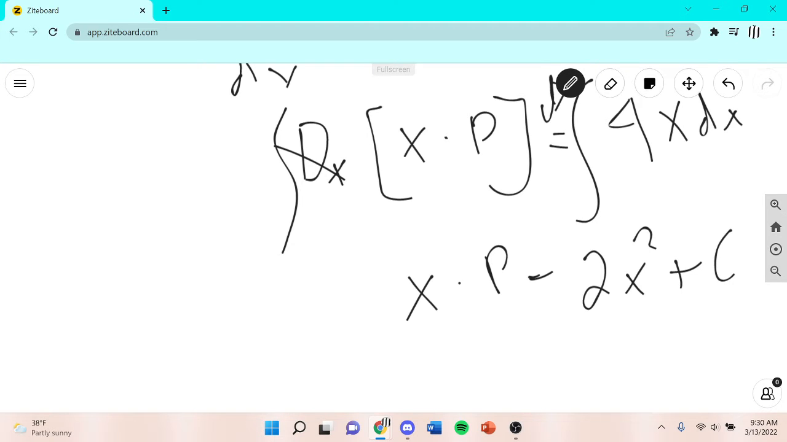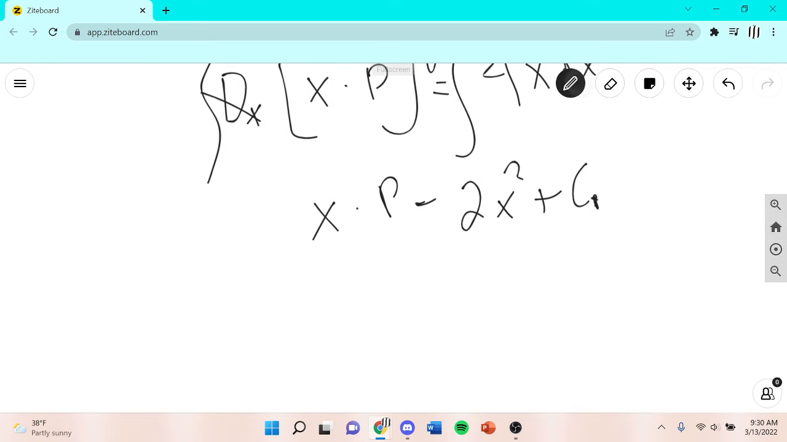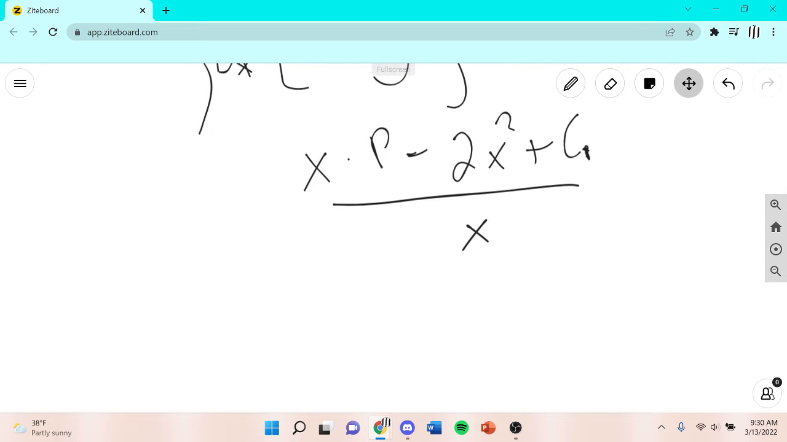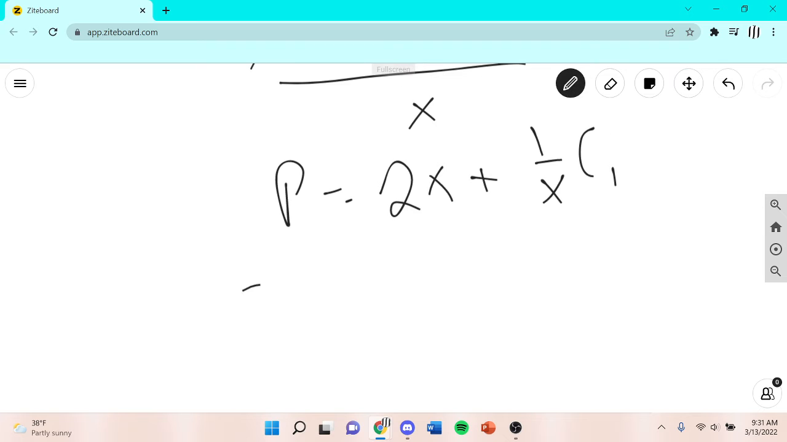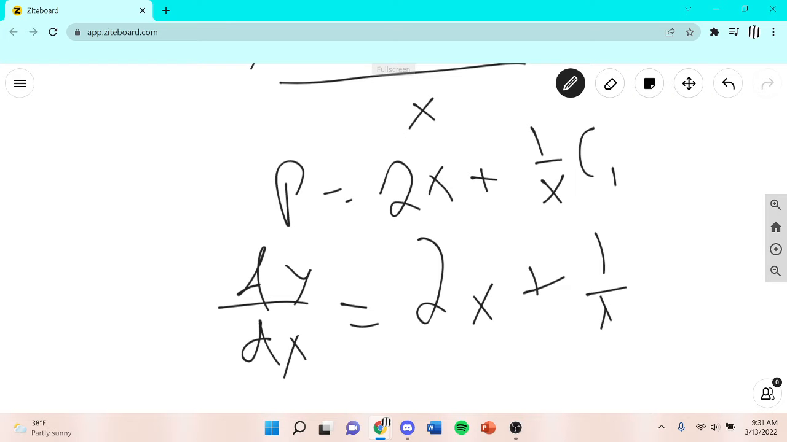The reason is we know p is also dy over dx, so we're going to have to do a second differential equation. So we're going to call this c1 because we're going to get multiple different c's, which are not going to be equal to each other. Divide by x on both sides, so you're going to get p is equal to 2x plus 1 over x times c1. Now we can finally do our substitution. Dy over dx, which we set to p earlier, is equal to 2x plus 1 over x c1.